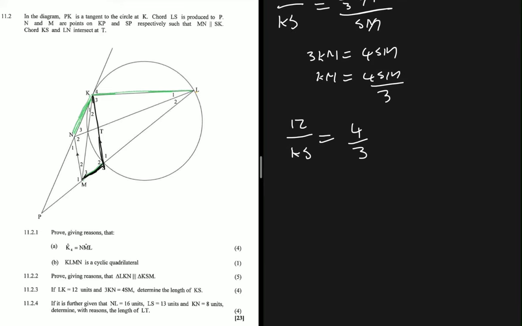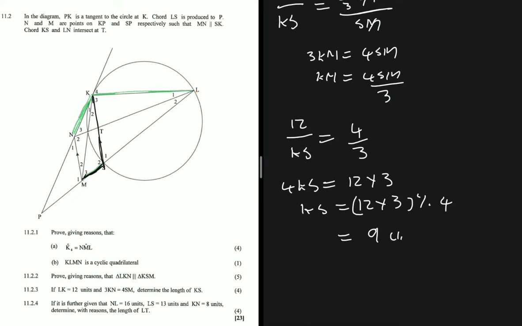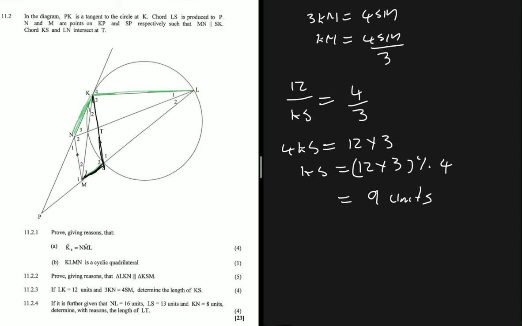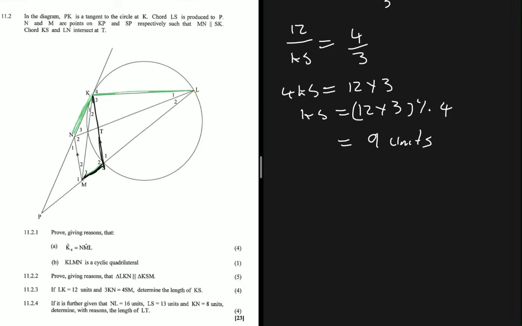So now we can cross multiply. We're going to get 4KS equals 12 multiplied by 3. So we have KS equals 12 multiplied by 3, everything divided by 4, which is equal to 9 units, because we don't know whether that's meters, kilometers, or whatsoever.